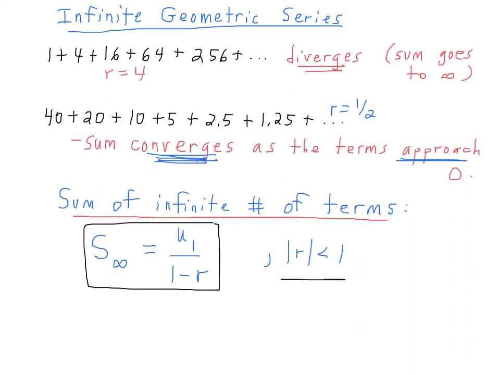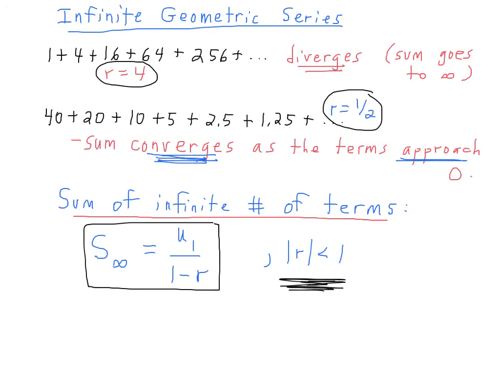This is only applicable for r values less than 1, in absolute value, so we're only looking at positives. Yes, your common ratio could be a negative, which means your terms will bounce back and forth between positive and negative. But this is where we're talking about things like r equals 1/2. That's less than 1. R equals 4 would not be applicable because we can see that our sum there would just be infinity.